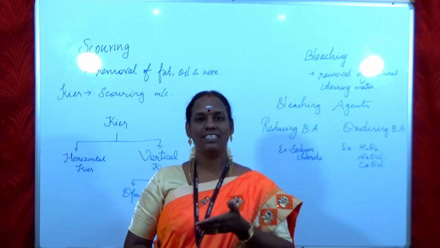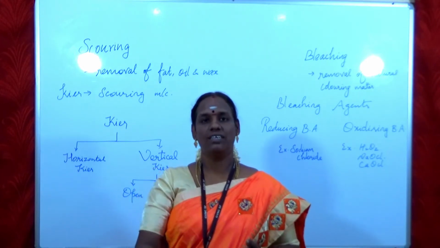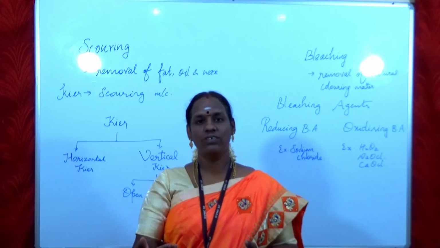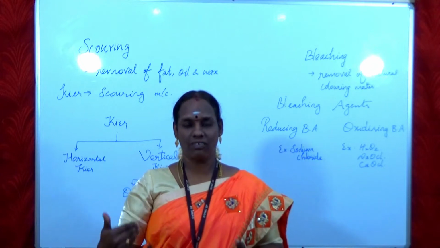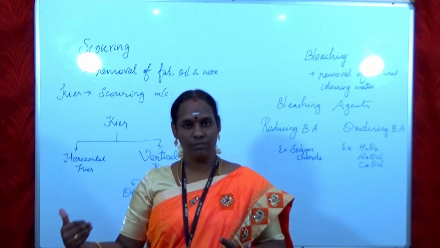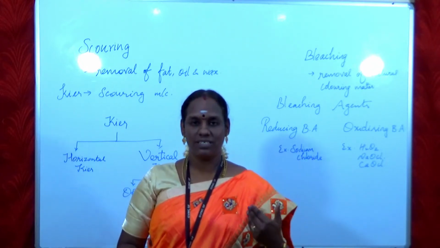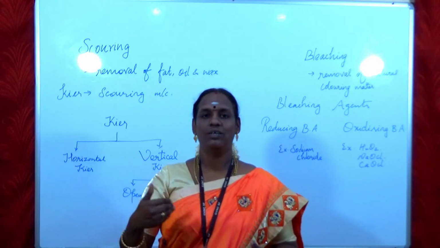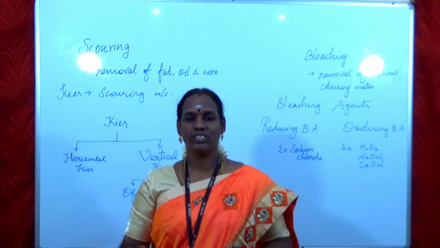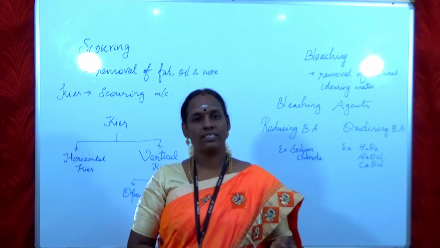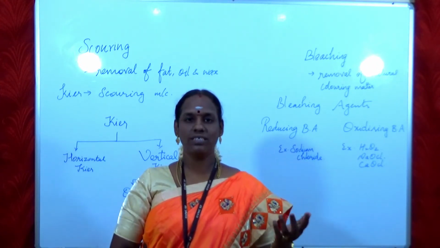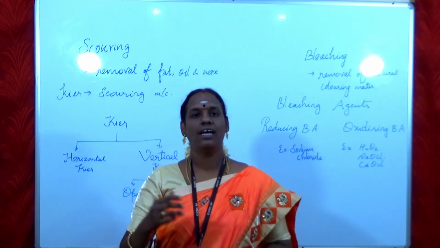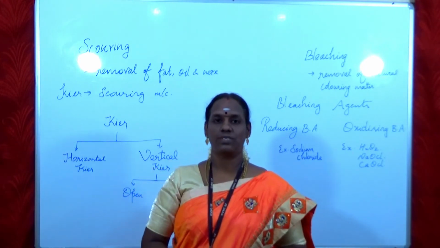After that, desizing. Singeing is the process for removal of protruding fibers from the surface of the fabric. The next process is scouring, and the next one is bleaching, and then mercerization, dyeing and printing. The last treatment is finishing. In the last class we discussed two processes: one is the singeing process and the next one is the desizing process.